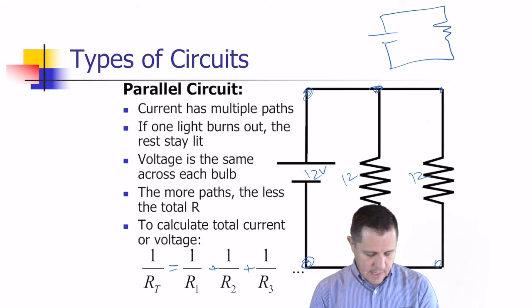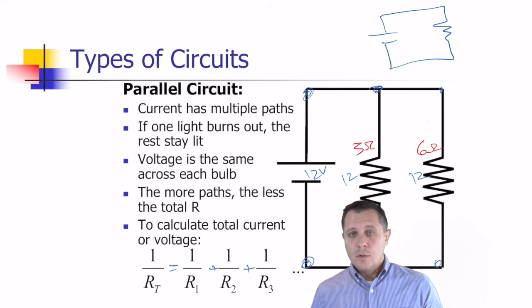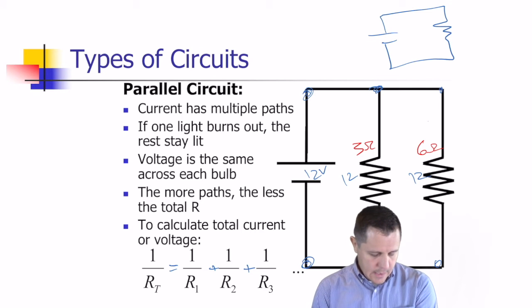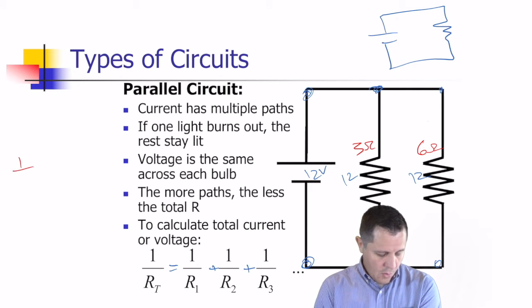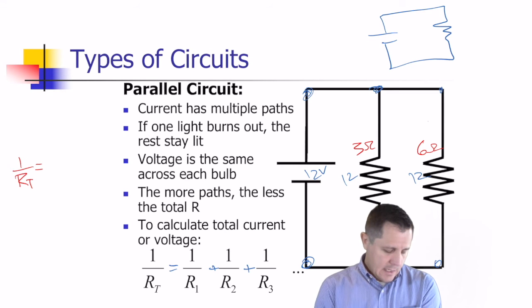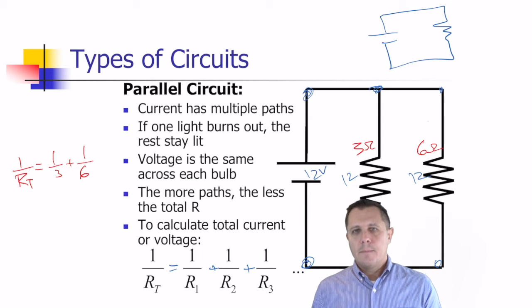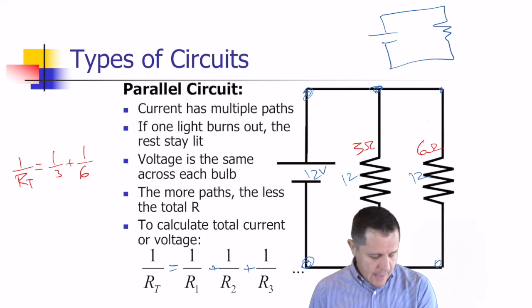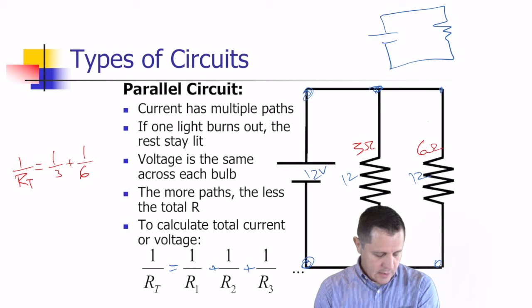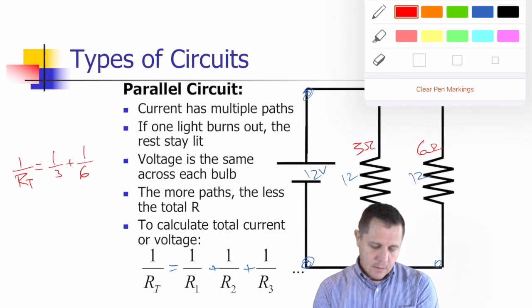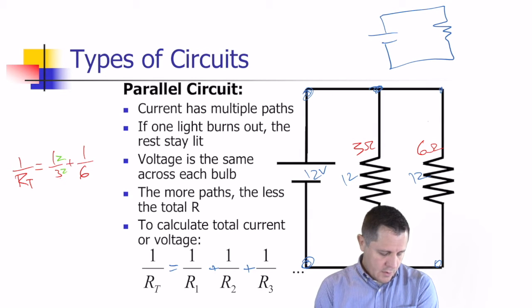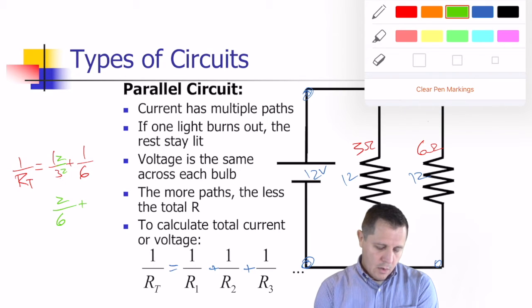Let's say this resistor has 3 ohms and that resistor has 6 ohms. The way we would do our calculation is 1 over our answer is equal to 1 over 3 plus 1 over 6. Okay? So then what would you have to do? You have to do a little math, a little common denominator. If I got this as a 6, I can multiply this by 2 over 2 over here. So I'd have 2 over 6 plus my 1 over 6.